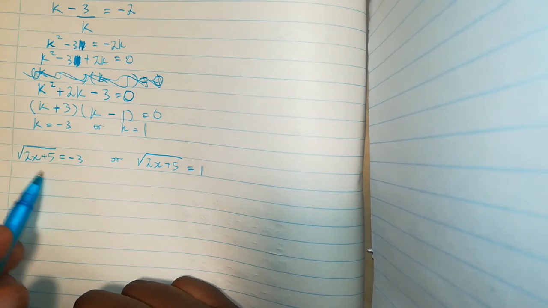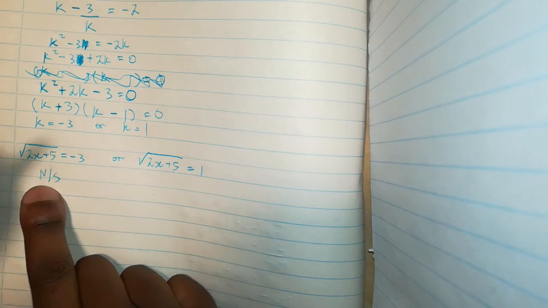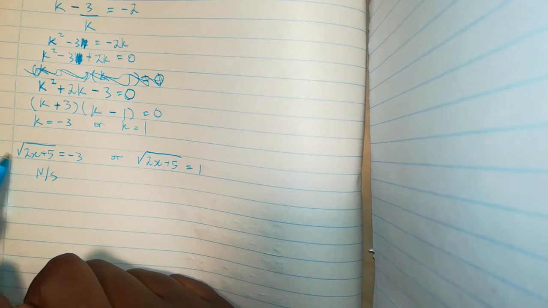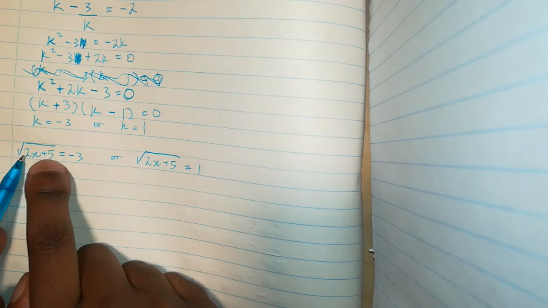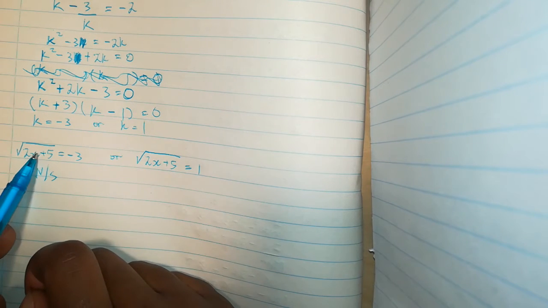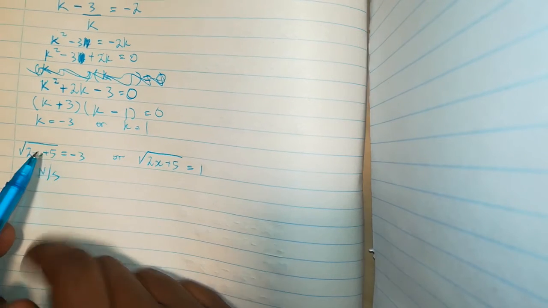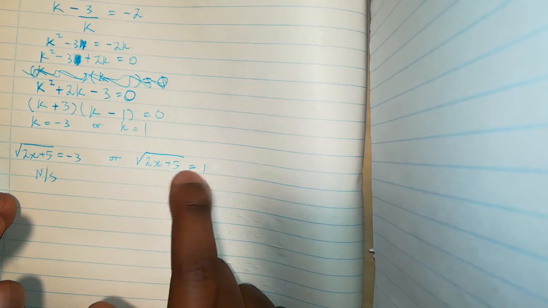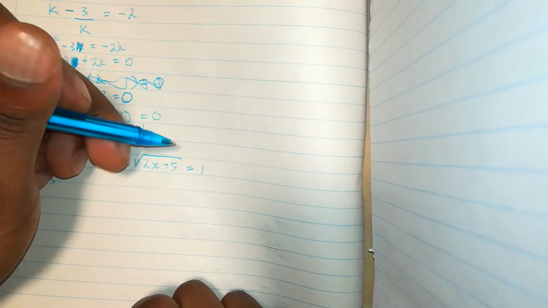But in this case, this can't be a solution. There's no solution to this equation, because this square root can never be negative. It can never be less than 0, because what you input inside a square root is positive numbers, and by itself is a positive number. So this is not a solution. This case is the solution.